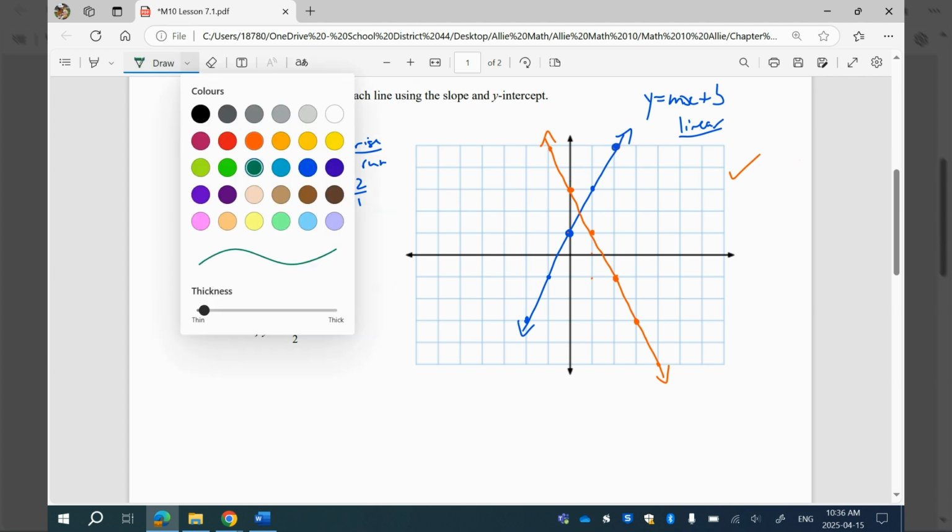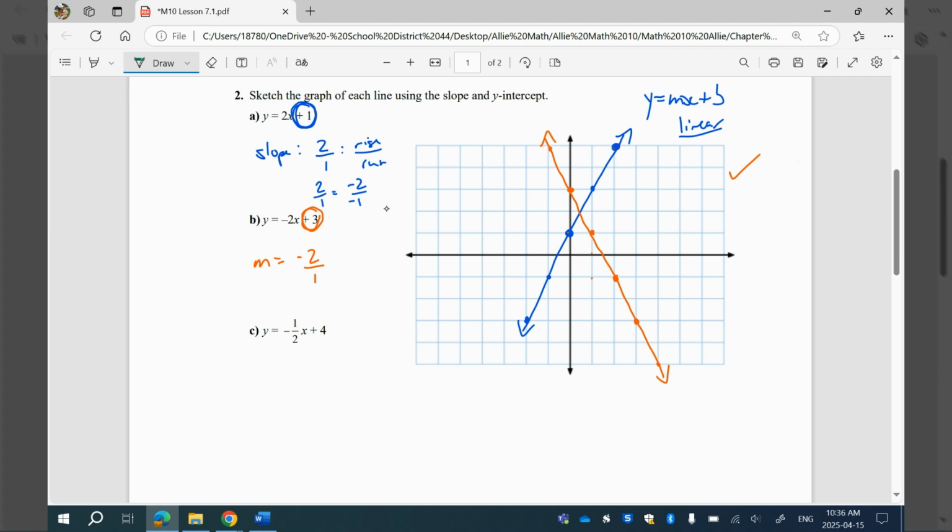And let's do our last one. Let's start at positive 4, where we're certain our line touches. And then our slope is, you could either think about it as negative 1 over 2.